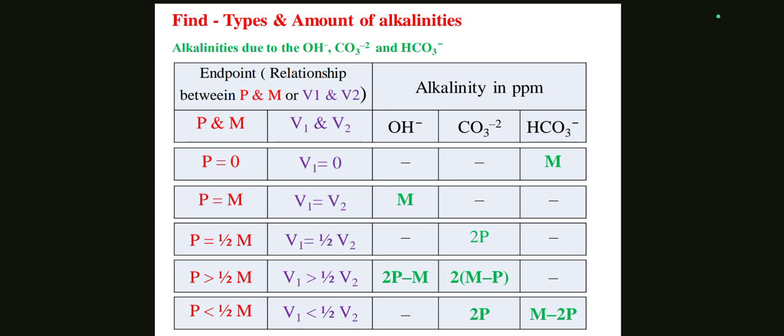So for the first relationship, P equal to 0: 0, 0, m. Then second, m, 0, 0. Then 0, 2P, 0, then 2P, 0, and so on. Then the fourth one: 2P minus m, 2P minus m. And then for the next one you change the position of P and m, so it becomes 2 inside the bracket (m minus P). And the last one: 0, 2P, m minus 2P. So these formulas are a must for solving the numerical.